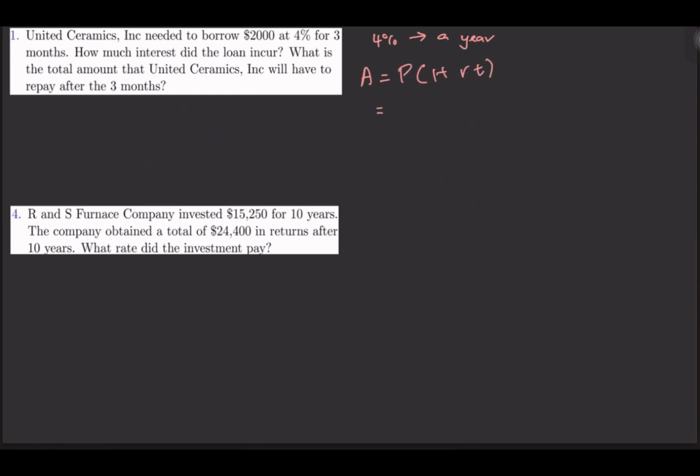Now, what is the principal? $2,000, times (1 plus, what is the rate? 4%, right? 4 over 100), multiplied by time. Time is 3 months, 3 over 12, because there are 12 months in a year. Input it in your calculator, and you'll get 2020. They will need to repay a total amount of $2,020.